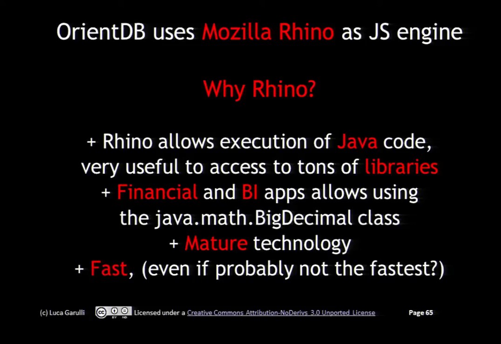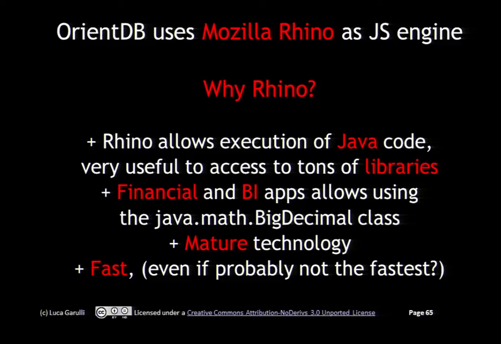OrientDB uses Rhino. Why Rhino? Because it's bundled in the JavaScript machine. I don't know if Google V8 could be better than Rhino, but Rhino is integrated, so there is no communication between the JavaScript engine and the OrientDB server. Rhino is cool because you can call Java classes. So if you want to migrate your application and your application is written in Java, you can reuse all your libraries. And there are plenty of libraries available in Java to use for communication, integration, ETL, SOA, and so on.